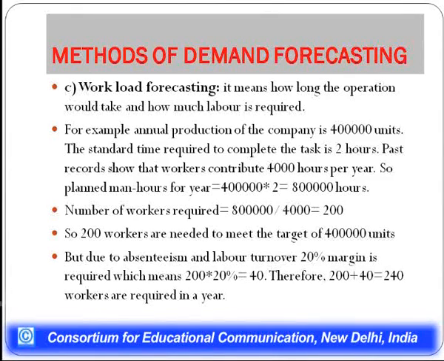The number of workers required would be 8 lakhs divided by 4,000, that is 200. So, 200 workers are needed to meet the target of X units. But due to absenteeism and labor turnover, a 20% margin is required, which means 200 into 20% equals 40. Therefore, 200 plus 40, that is 240 workers are required in n number of years.